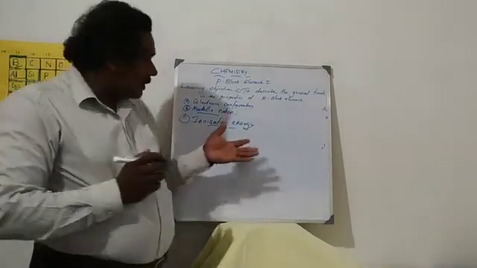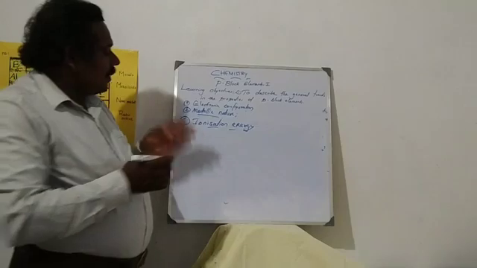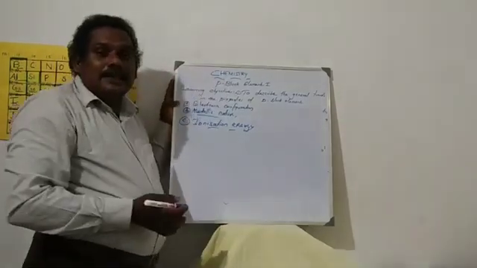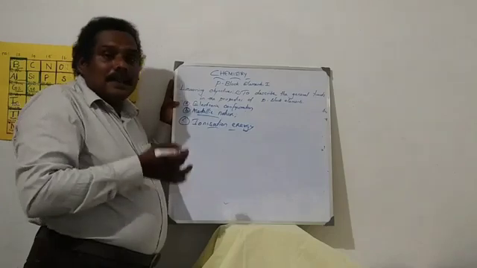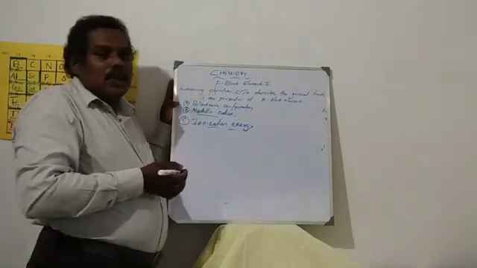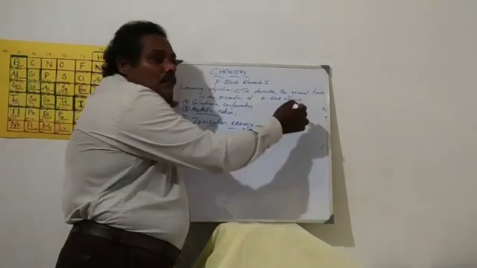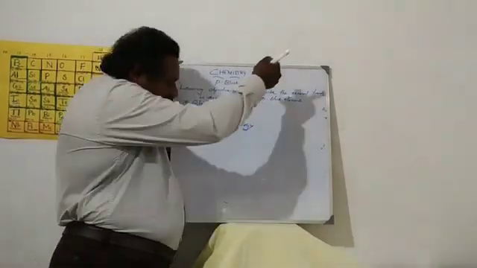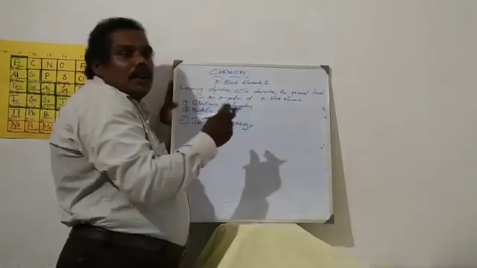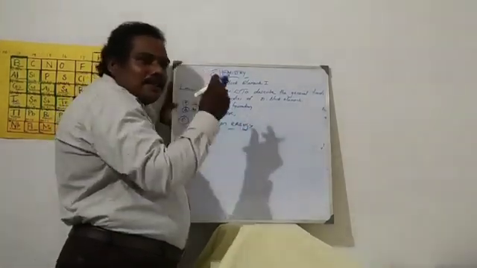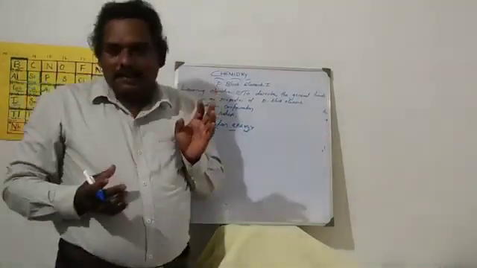Here the ionization energy decreases from top to bottom. The reason is that the atomic size increases and the number of shells also increases. So the distance between the center of the nucleus and the outermost shell increases. So we can easily remove one electron from the valence shell. It is easily removed, so ionization energy decreases.